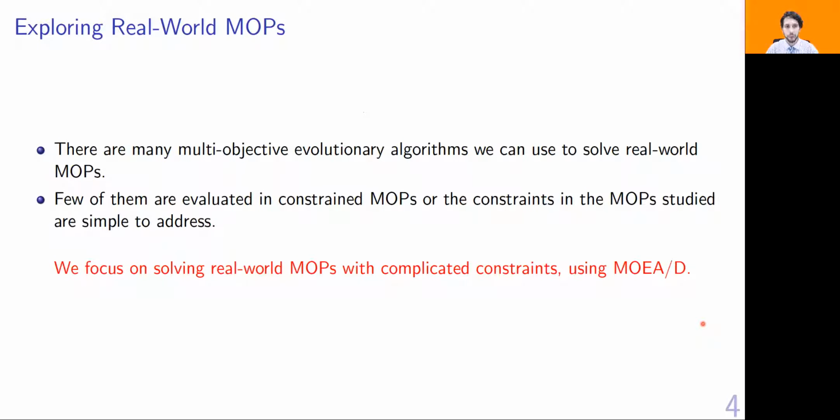So why explore real-world problems? Our motivation here is that although there are many algorithms that we could use for that, fewer of them are evaluated in problems with constraints. And when they are, these constraints are too simple. So we don't really know how these algorithms behave when dealing with problems with complicated constraints. So that's why in this work, we focus on this kind of problems, real-world problems with complicated constraints. And for that, we choose to use MOEA. We choose MOEA because it's quite simple to change the traditional algorithm so that the MOEA now considers constraints and deal with them.